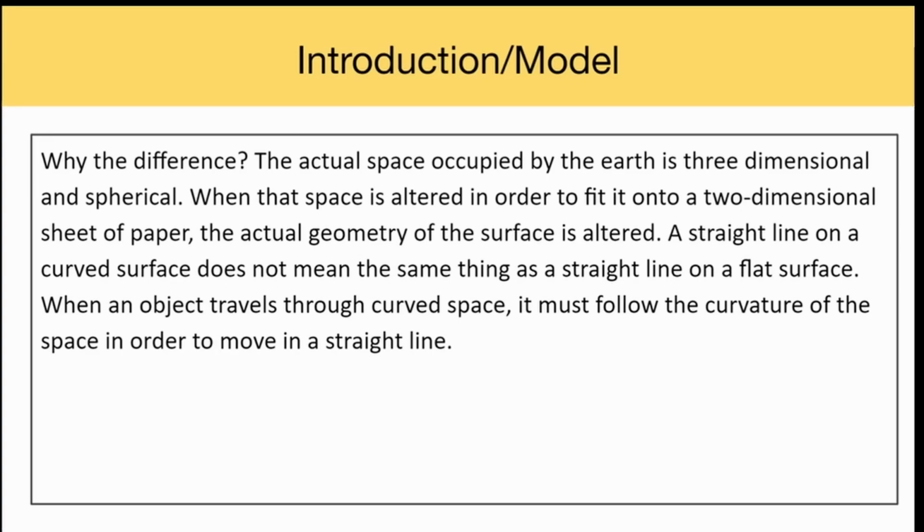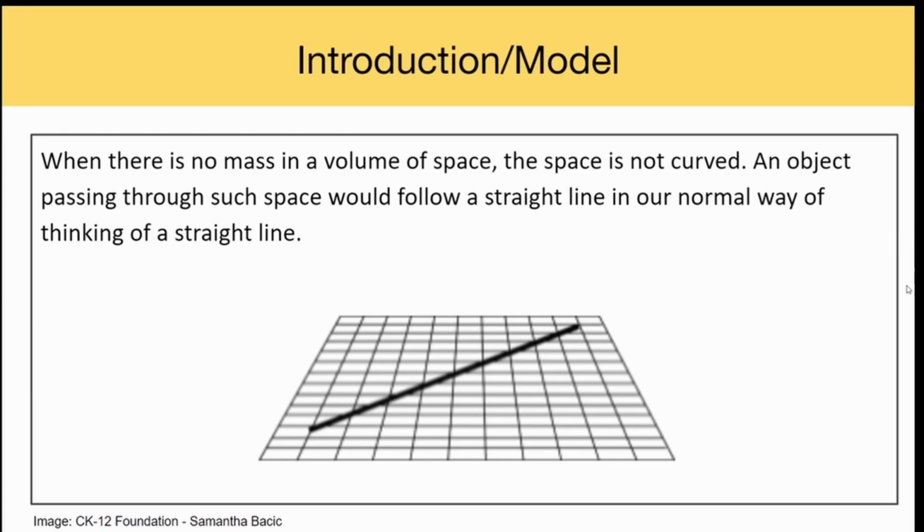Why the difference? The actual space occupied by the Earth is three-dimensional and spherical. When that space is altered in order to fit in a two-dimensional sheet of paper, the actual geometry of the surface is altered. A straight line on a curved surface does not mean the same thing as a straight line on a flat surface. When an object travels through curved space, it must follow the curvature of space in order to move in a straight line.